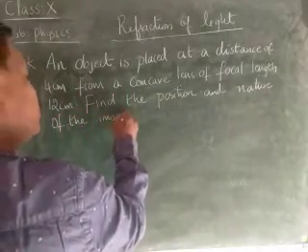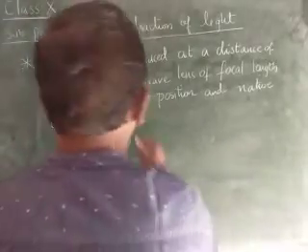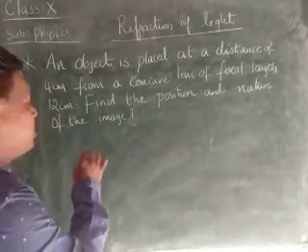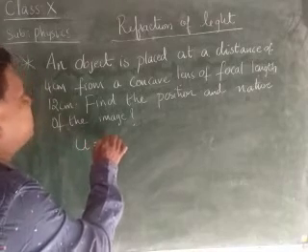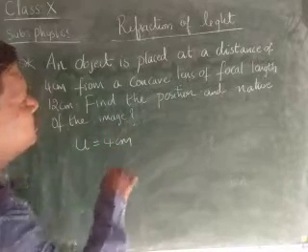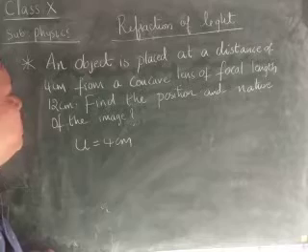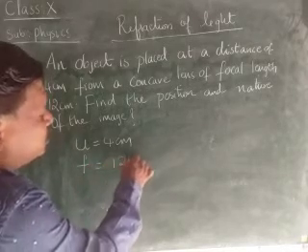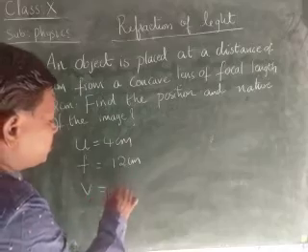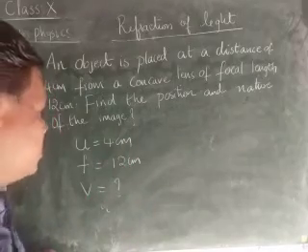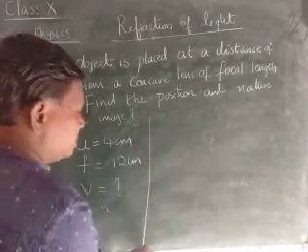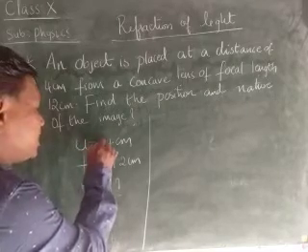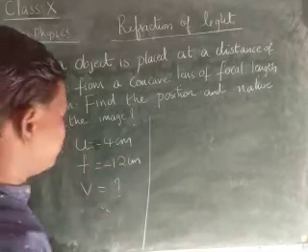Here, children, an object is placed at a distance of 4 centimeter. Therefore here object distance is given, that is 4 centimeter. From a concave lens of focal length. Focal length is also given, children. Focal length is 12 centimeter. He is asking to find out the position of the image and nature of the image. Therefore here this is a concave lens.